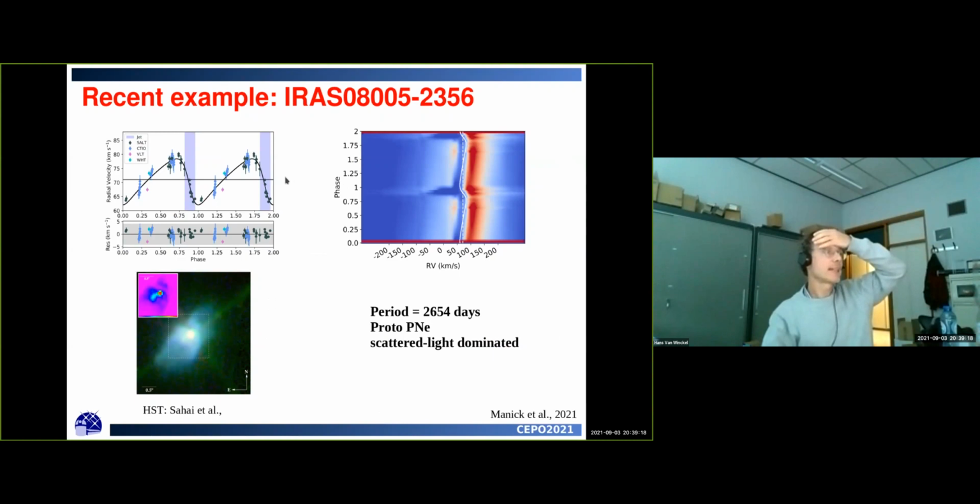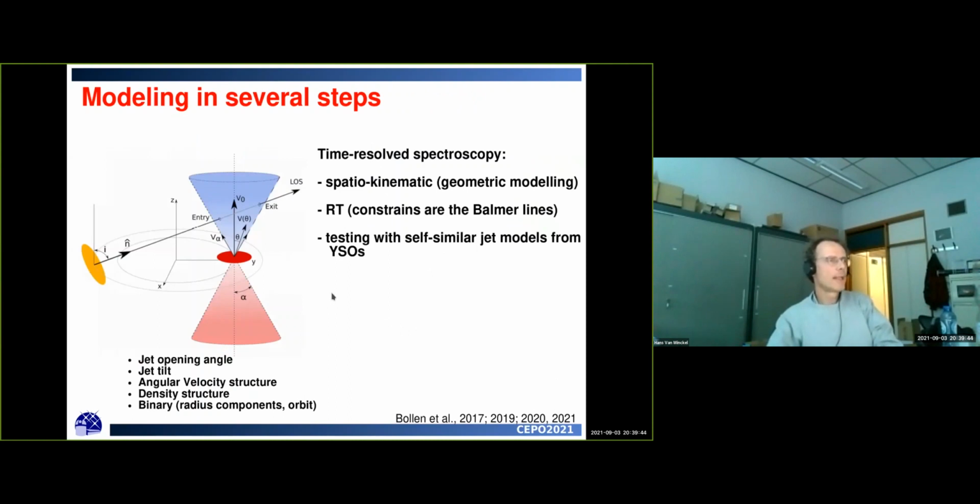A recent example is a protoplanetary nebula, in fact, that was known as a protoplanetary nebula. Rajiv Manick observed it with the SALT telescope. It is mainly scattered light that dominates. The period is clear, but we also see that absorption component appearing at quite a high velocity. So how do we model that then?